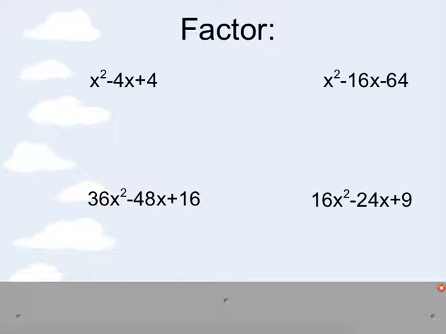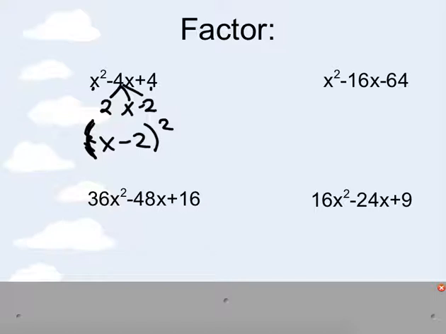x squared minus 4x plus 4. So we have a perfect square, perfect square. So let's see, is this the combination of 2 times the square root of our first term, x, times the square root of our second, 2? And we say, yeah, except that this 2 must be negative in order to give us a negative 4x and give us that positive 4 at the end. So we must have x minus 2 squared.